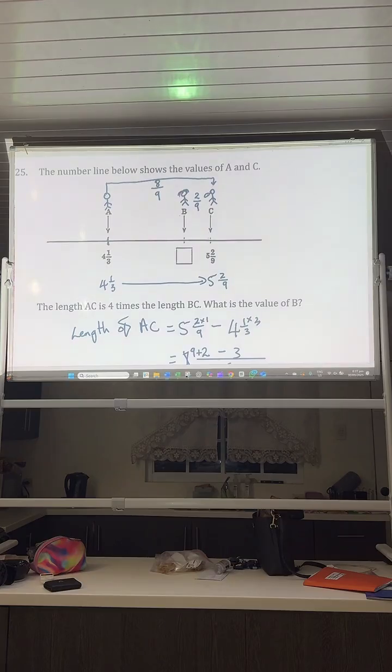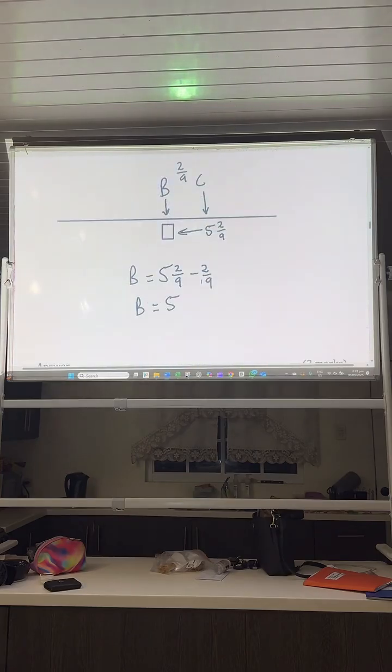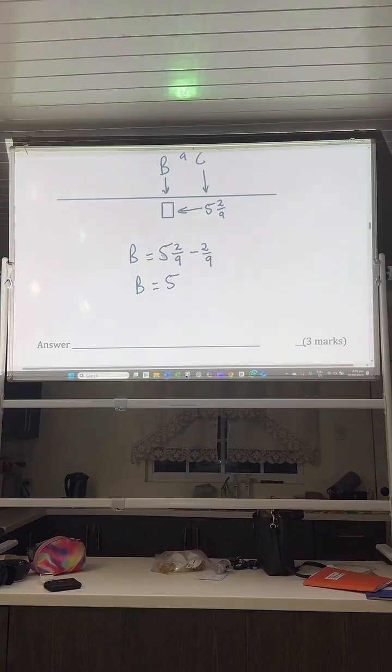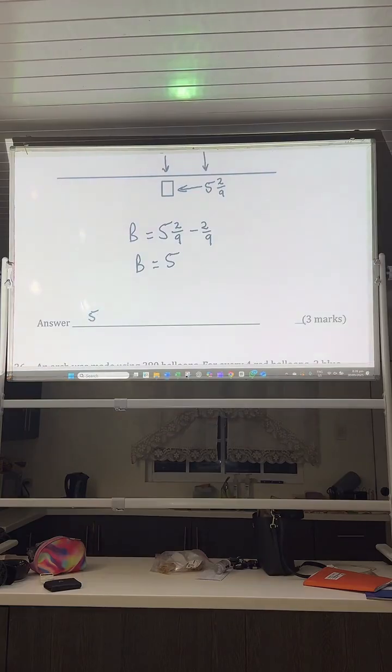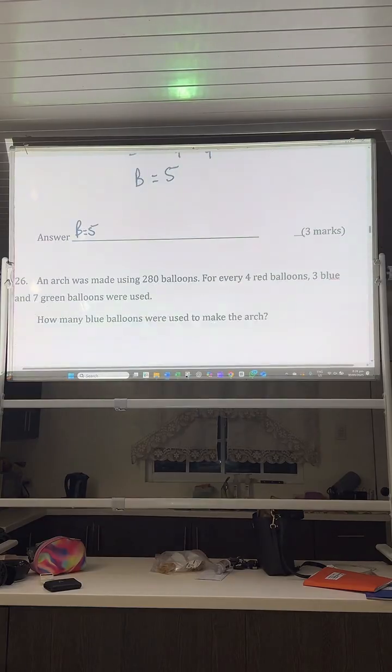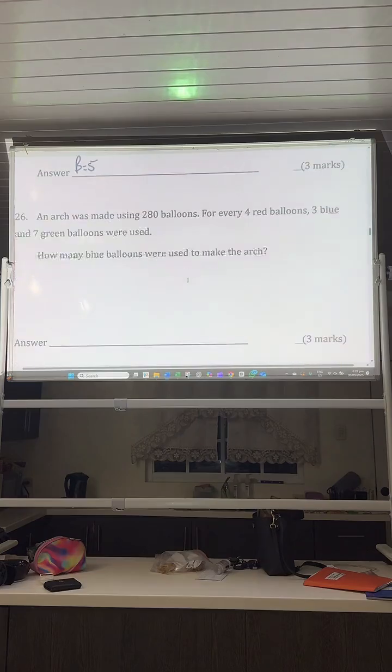So Caleb wants to move back to Betty. I want to find the distance from here to here. He is going 2/9 to the left, which means we need to subtract. Betty is going to be 5 and 2/9 minus 2/9, which is 5. That's where she is standing, by the 5. Three marks here, so B is equal to 5. Right, there we go. Next one.